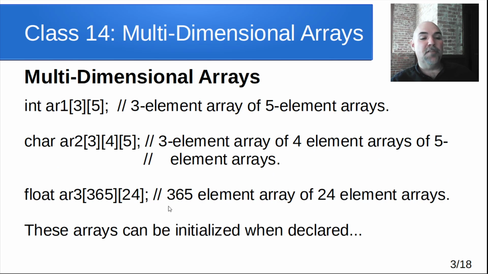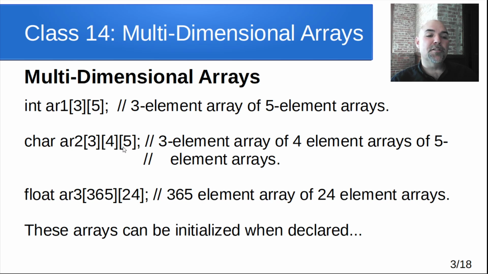All right, so here's an example of declaring a multi-dimensional array. You do this just like with a single-dimensional array. Here, int AR1 is the variable name, the array name, and this is 3 and then 5. So this is a 2-dimensional array that is 3 by 5. In other words, this is a 3-element array where the individual element arrays are 5 elements each. So you can think of this as 3 rows where each row has 5 elements in it.